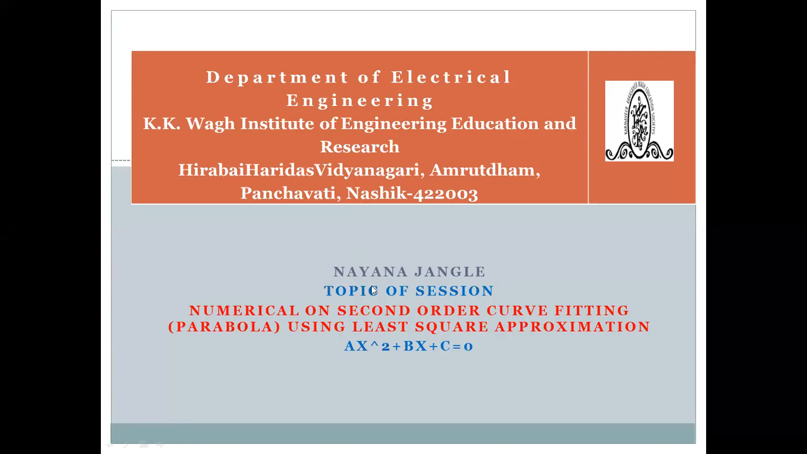In last session, we have seen numerical based on first order curve fitting using least square approximation. Now in this session, we will see numerical on second order curve fitting, that is fitting a parabola using least square approximation. The second order curve is given by ax square plus bx plus c equal to 0.